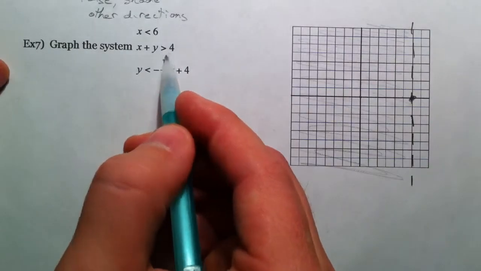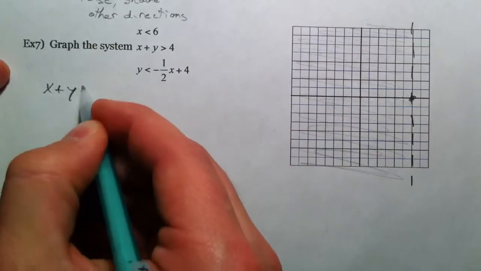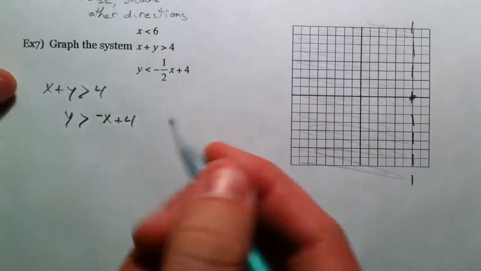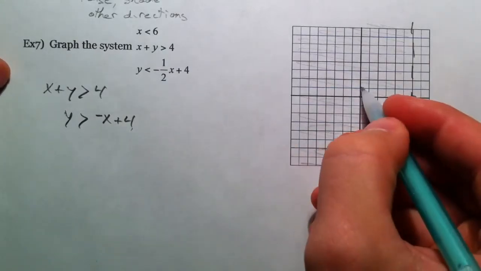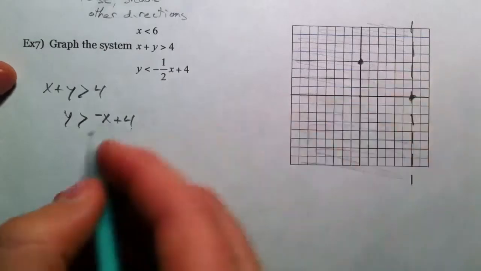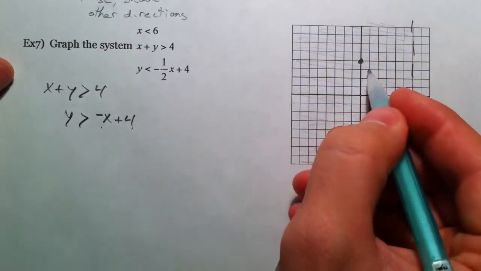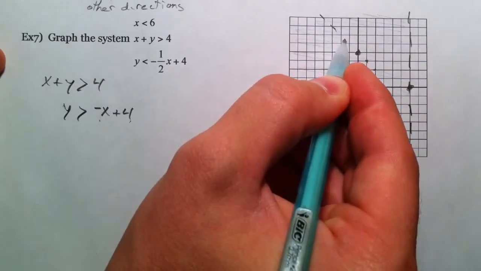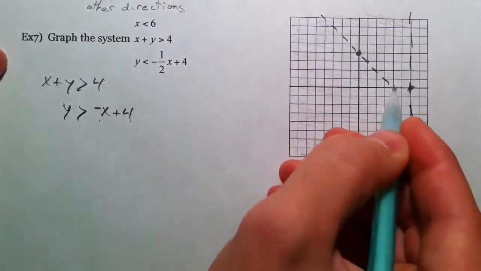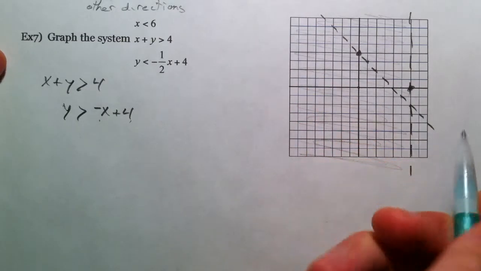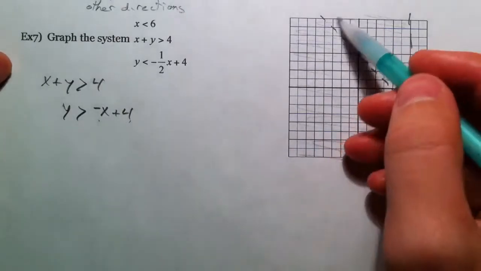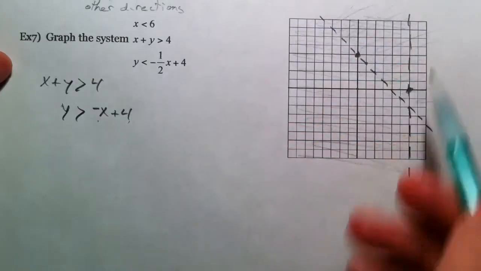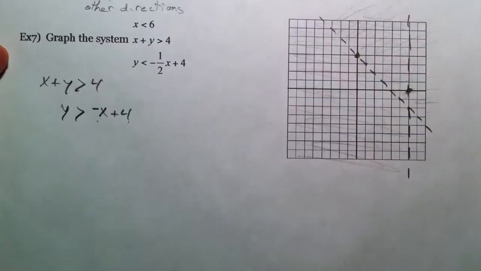X plus y is greater than 4. If I solve that for y, y is greater than negative x plus 4. Y-intercept of 4, 1, 2, 3, 4. Slope of negative 1, so down 1 over 1. Again, I'm going to use a dashed line because it's just greater than, and because it's greater than, I'm going to shade above. Right now the overlap is happening right here. Shaded this way, shaded this way.